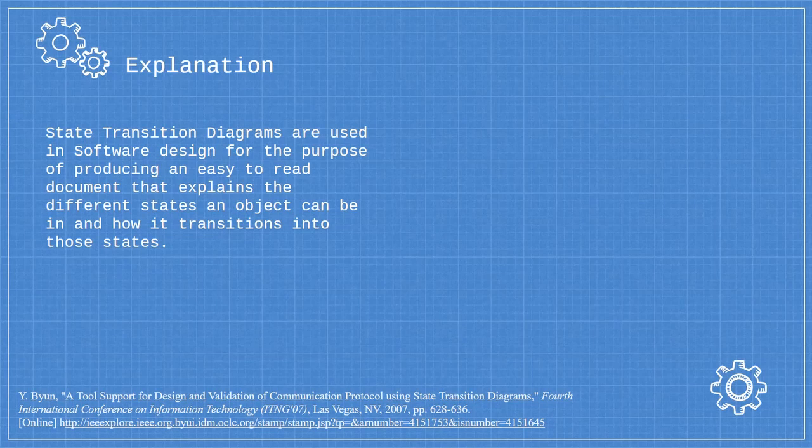So in software engineering, code can be very difficult to visualize, and diagrams make it easier. State transition diagrams focus on different states of an object in a system. They show the different behaviors the objects have and what causes them to change into a new state.